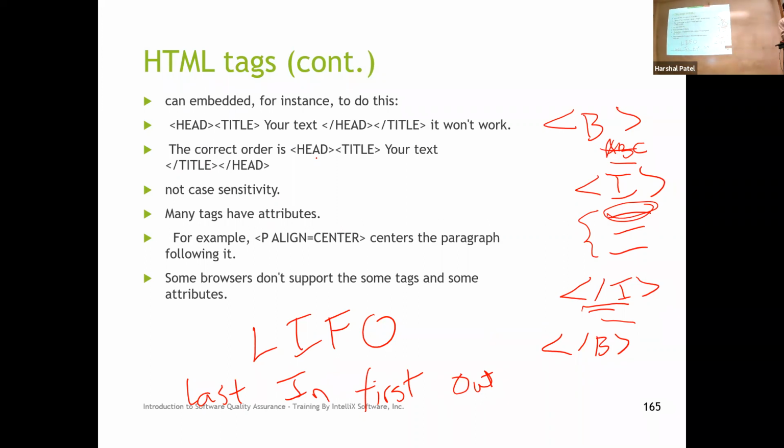Here's an example. If I'm creating a header page and a title, it has to end the title first and then the header. You cannot swap it this way. It's not case sensitive, so if I write title, or if I do it like this, it's one and the same. Some of the tags will have something known as attributes. Here there is a paragraph tag. It has an attribute which says, hey, I want to align that paragraph in the center.